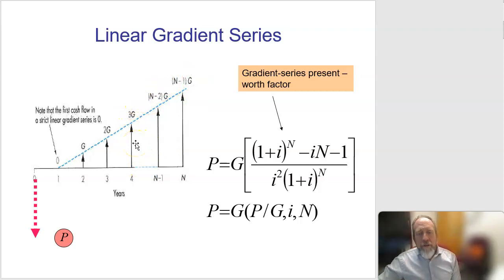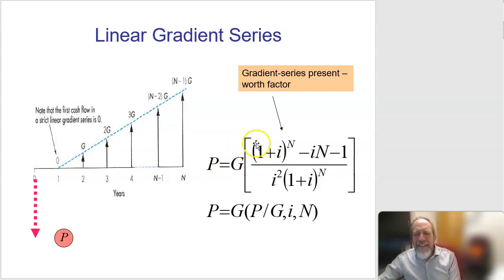And the gradient series present worth factor, the thing that's inside the brackets, is really the thing that changes. But the terminology changes because G refers to the concept of a gradient. Remember, A referred to the concept of an annuity. This line was constant. It didn't change at all. P always refers to that good old present value.